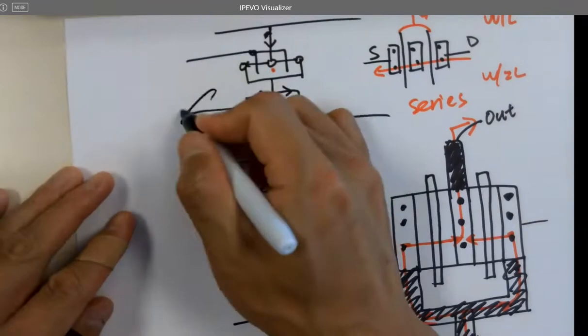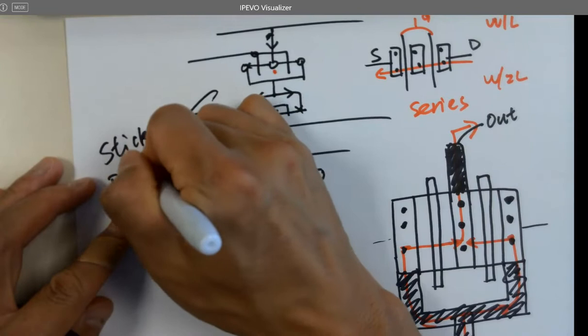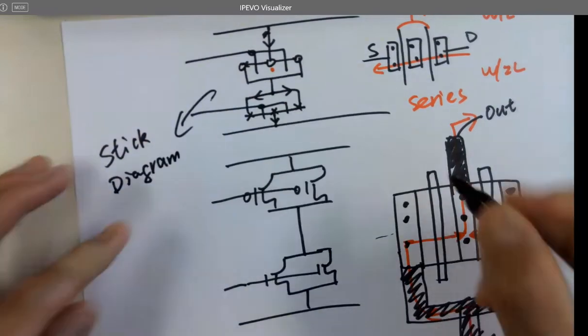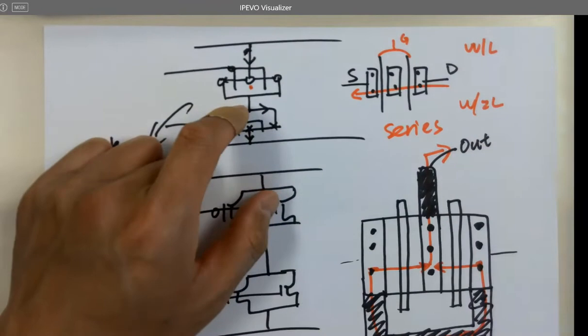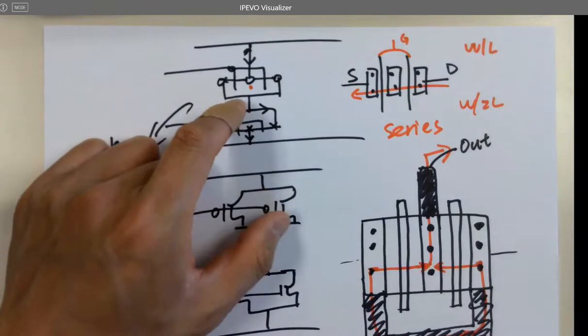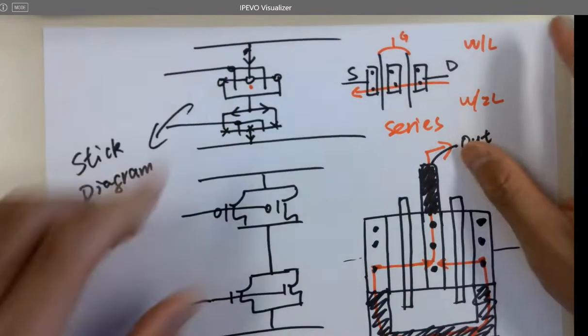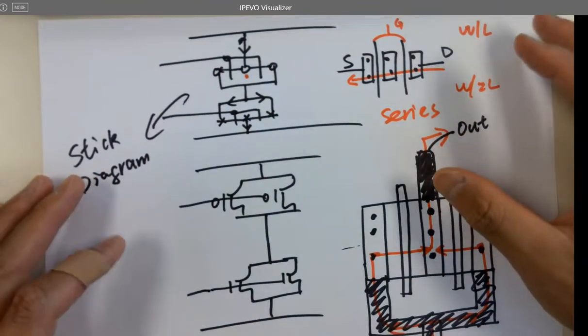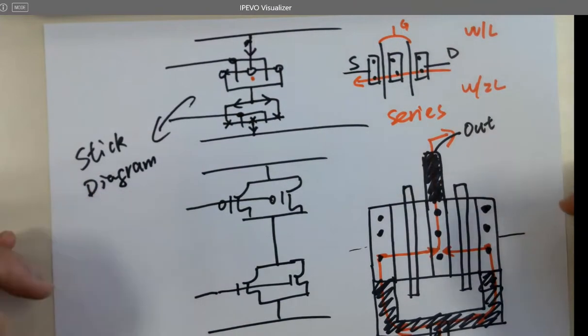And this is called a stick diagram. Stick diagram. Very, very helpful. If you don't know how to draw it, you won't be able to optimize or lay out in the future. So this is something you have to learn. I think we're going to spend about one week to practice how to draw these stick diagrams for more complicated circuit designs.